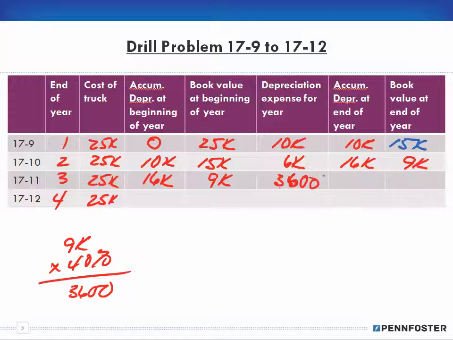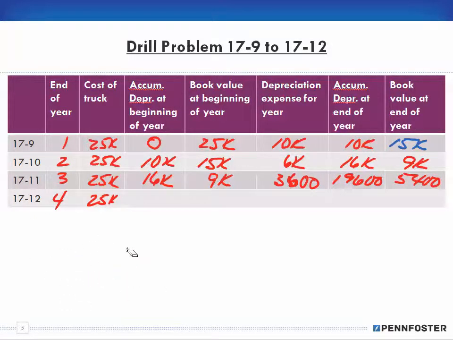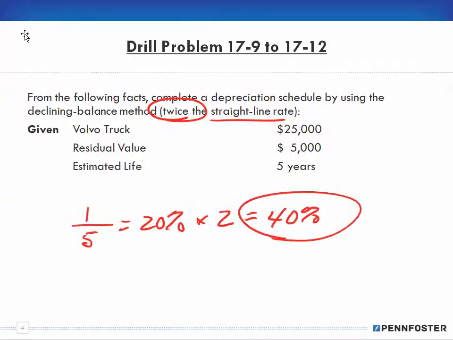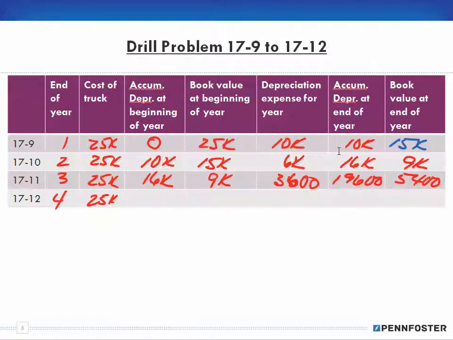And we add 16,000 plus 3,600, so that gives us 19,600. We take our 25,000, the cost, less our accumulated depreciation of 19,600, and that gives us $5,400 at the end of year 3. Now this is where things get a little bit different, because if you recall from the previous slide, let me bounce up, the residual value, I said we have to pay attention to that. The residual value is $5,000.